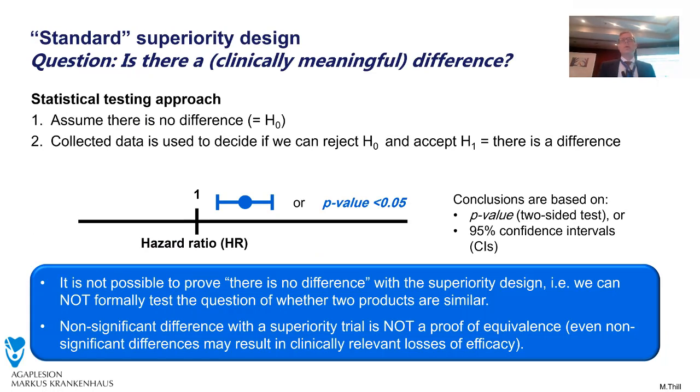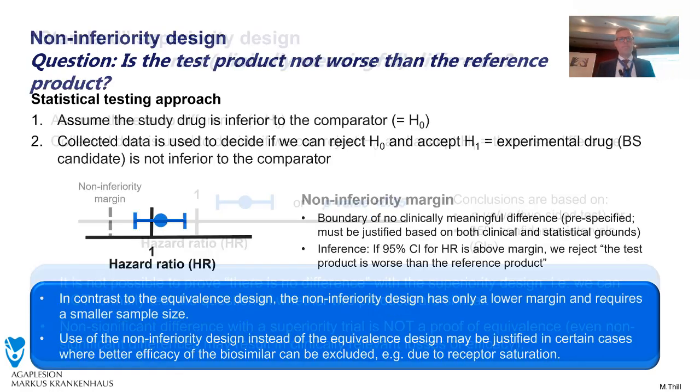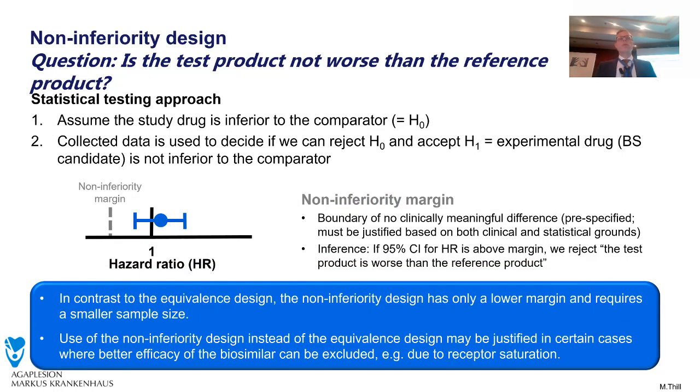So the standard, as I told you already, is the superiority design, with the question, is there a clinically meaningful difference? And this is the forest plot illustrating the hazard rate and the confidence interval. And of course, it must be in favor of your innovative product. For the non-inferiority design, there has to be a lower margin, a lower boundary defined. And this is an illustration of such a confidence interval showing non-inferiority.